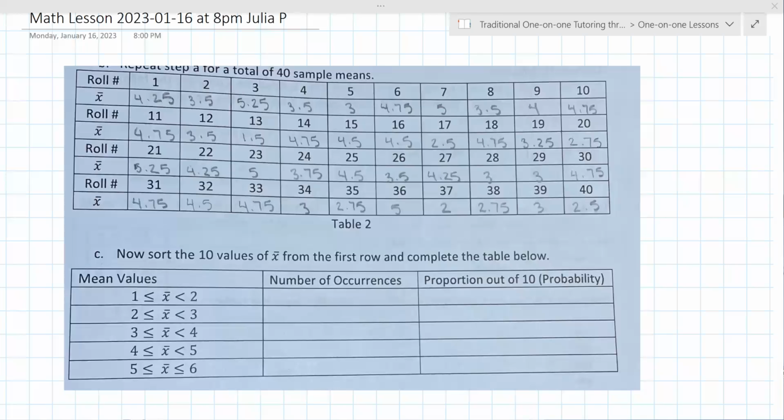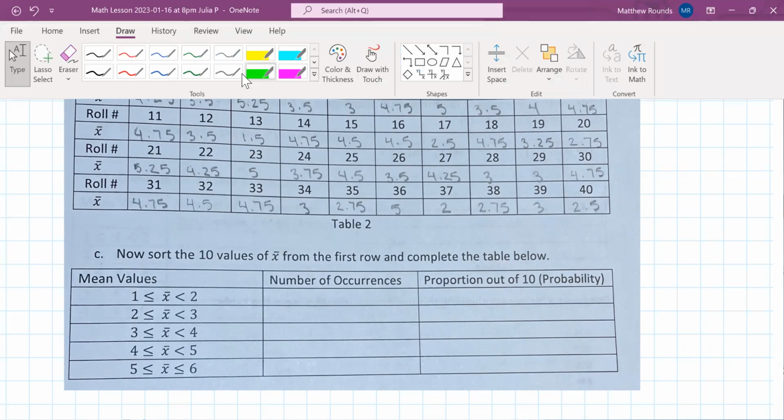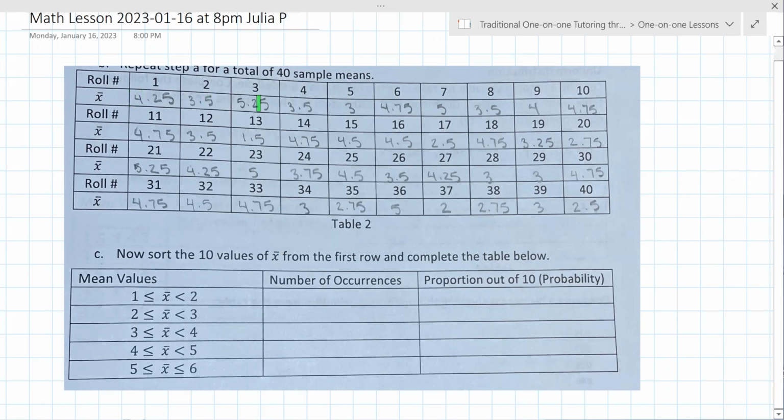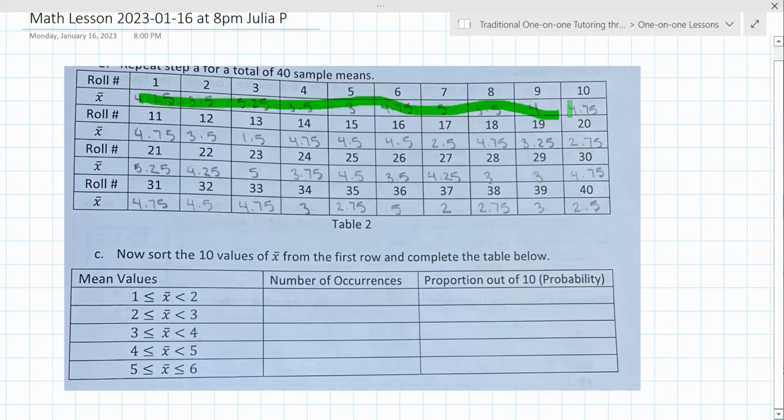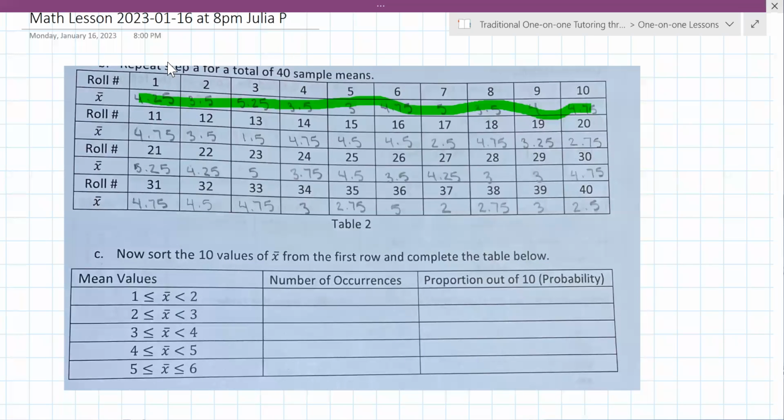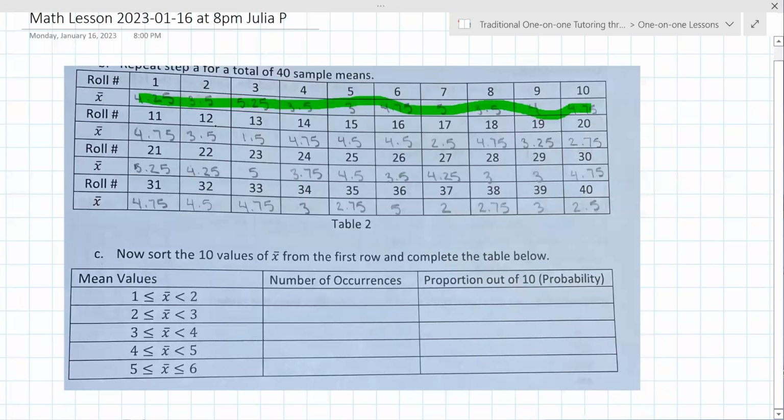We'll get started here. I'll share my screen and take a look. So the first thing that it asks for in part C is to sort the 10 values from the first row. So you're just looking at the X bar values that you calculated here. All right, and you're just going to put a tally mark for like 4.25, which is this one here.